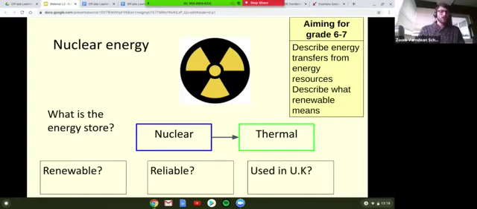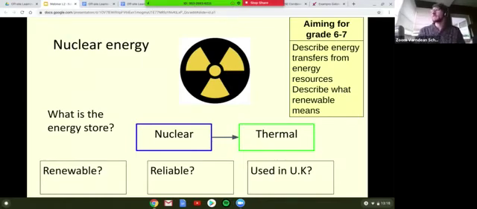So talking about renewable energies. Now, nuclear energy is one which often confuses people. They think of it as being a bad thing because they've heard lots about nuclear power stations breaking down, and they've heard lots about nuclear effects on mutations of organisms and things like that.